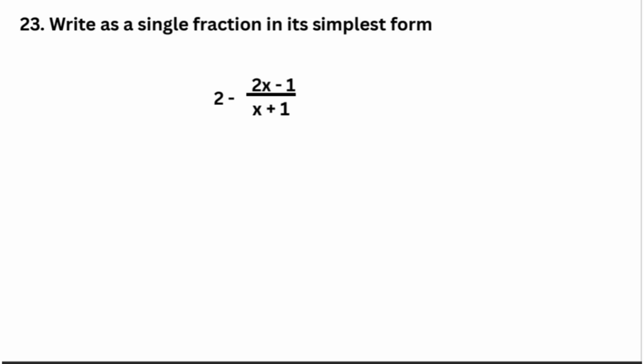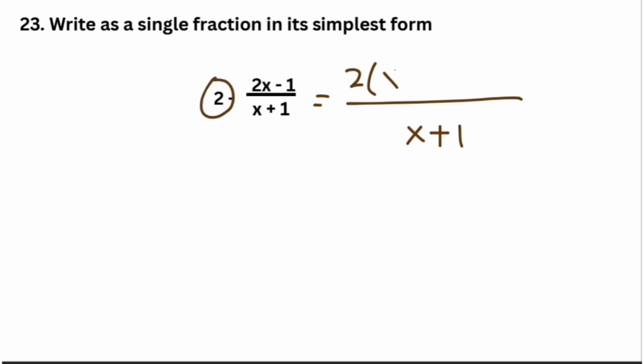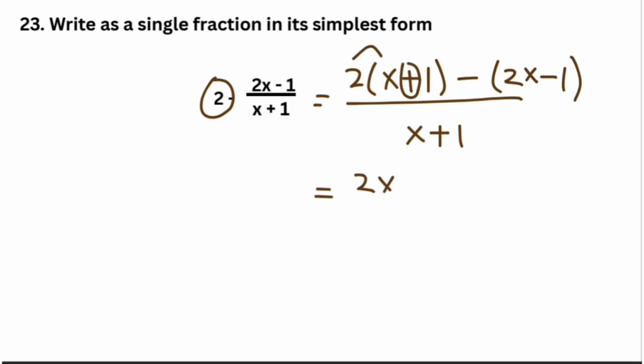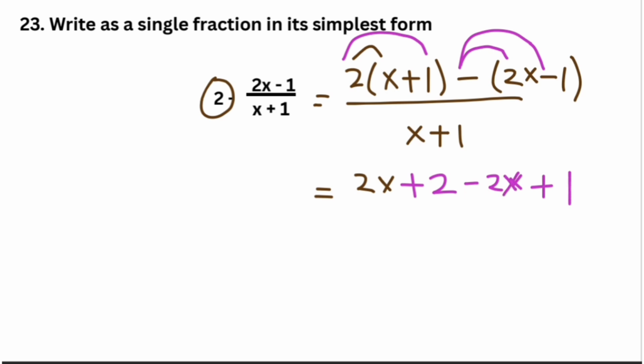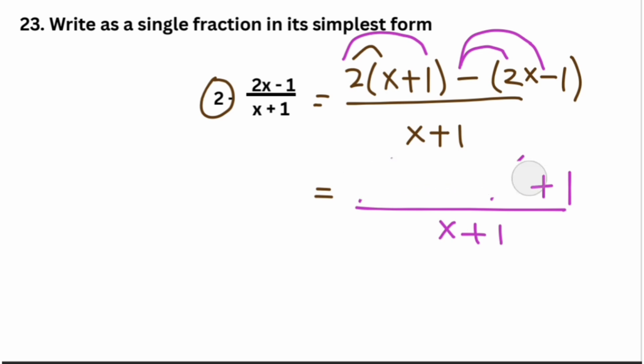Write as a single fraction in its simplest form. So we have to write as a single fraction. That's why let's take the LCM, which is x plus 1. Then the first term is going to be 2 times x plus 1, the second term is 2x minus 1. Now open the bracket. 2 times x is 2x, here we have a plus, 2 times 1 is 2. Minus 2x. Minus into minus is plus 1, divided by x plus 1. Here plus 2x minus 2x gets cancelled. We are left with only 2 plus 1, which gives 3. So 3 divided by x plus 1. That is the simplest form. Let's go to the next one.